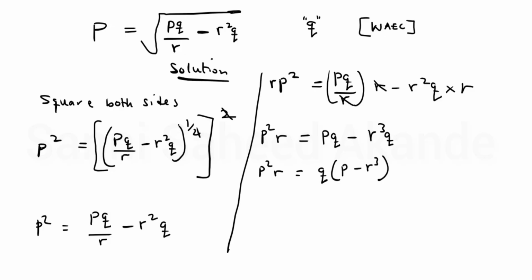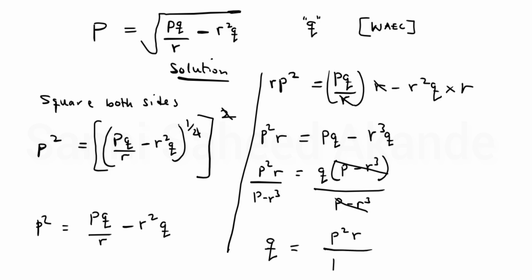So dividing both sides by p minus r cubed. All right, so this will cancel this, and I have my q to be equal to p squared r divided by p minus r cubed. So, and this is my final answer to this question. So we have successfully made q the subject of the formula.